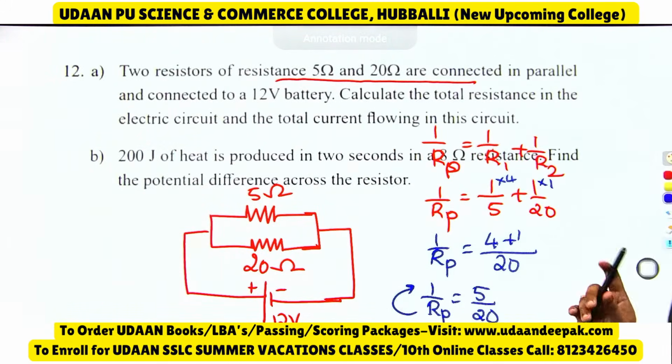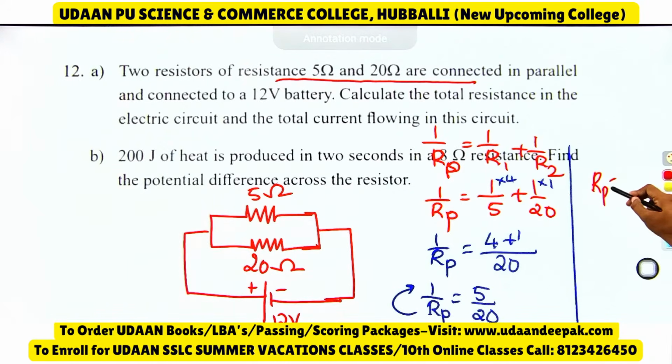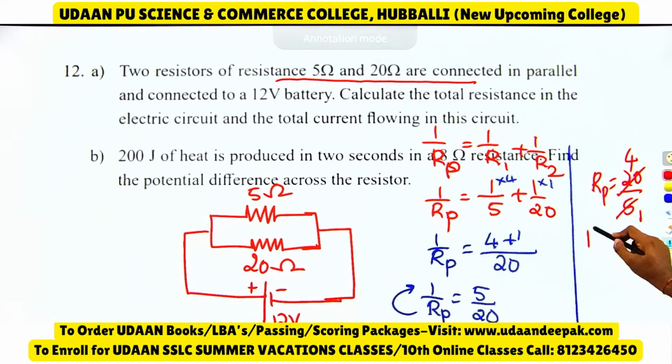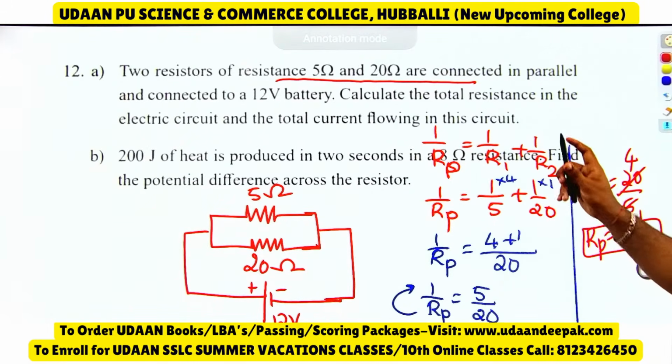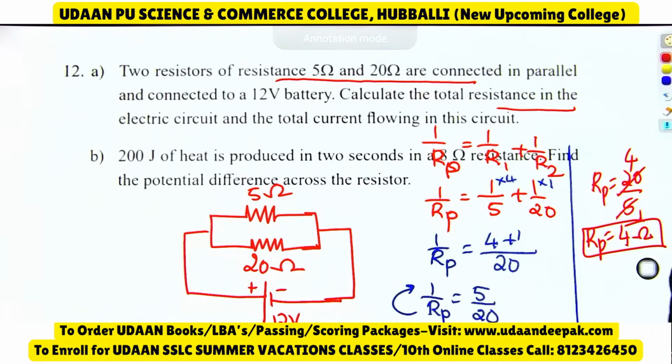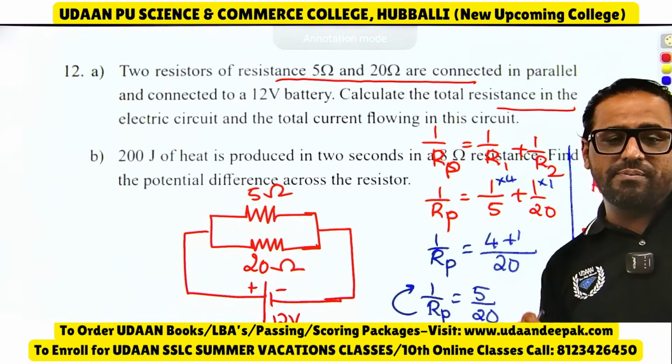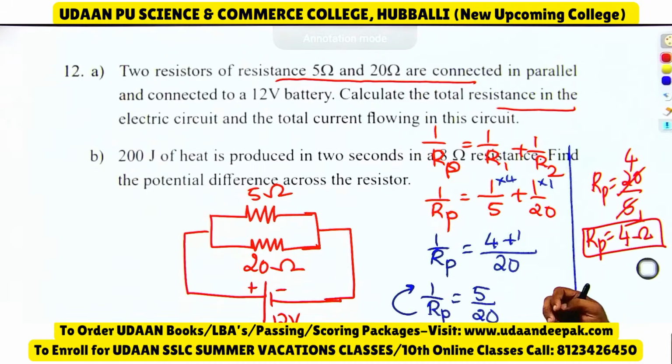Rp is equal to 20 by 5. 5 ones are 5, 5 fours are 20, Rp is equal to 4 ohm. Remember, the right answer is 4 ohm. So the total resistance in parallel is 4 ohm.